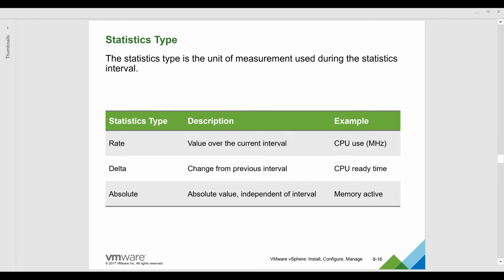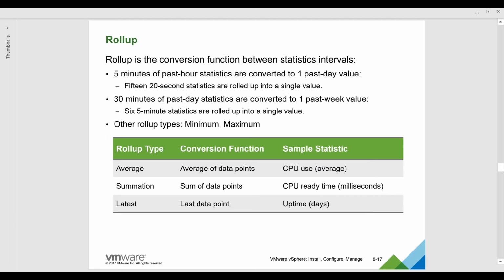Statistics type. This is the unit of measurement that's used during the statistics interval. So we can have a rate, a delta, which is a change from the previous interval, and we can have absolute. And this is actually what it's doing. So like memory active, it's going to be using 4 gigs of RAM. That's absolute, that's not going to change. Rollup is the conversion function between statistic intervals.